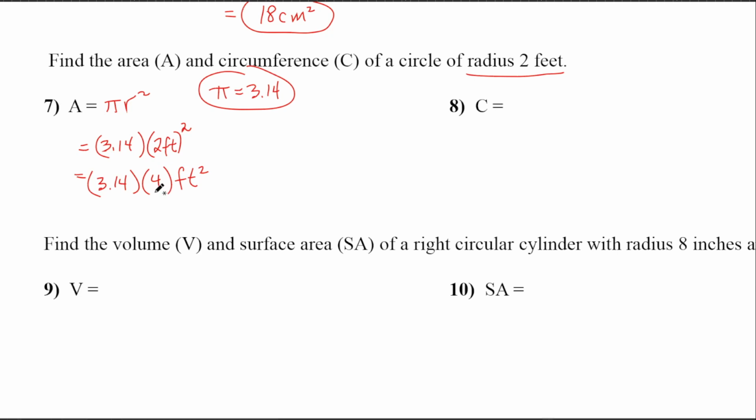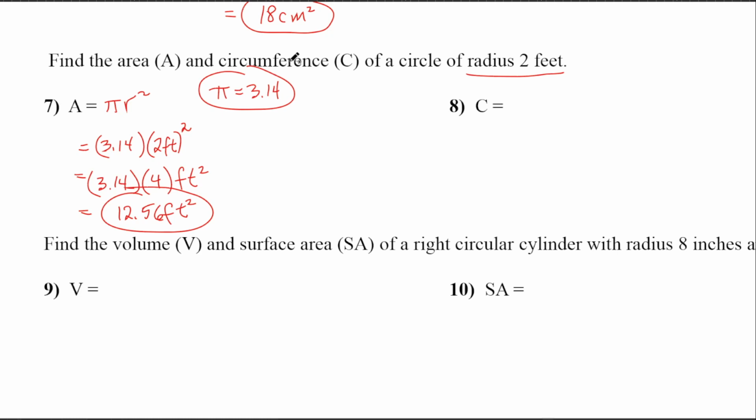All right, you multiply those together, and I believe you get 12.56. So it's 12.56 when you multiply those together. And again, your units are feet squared or square feet. That's how you write your answer.